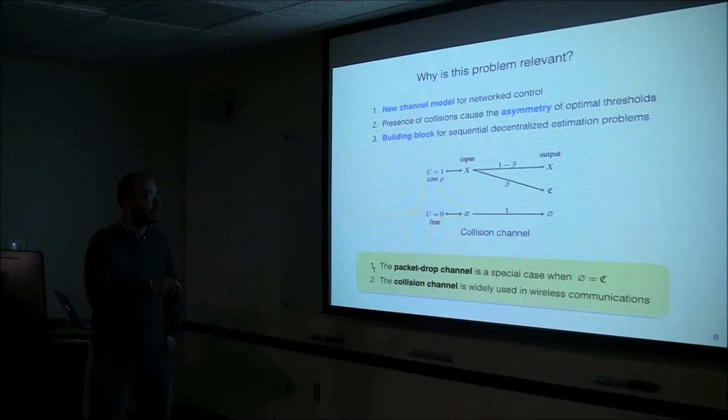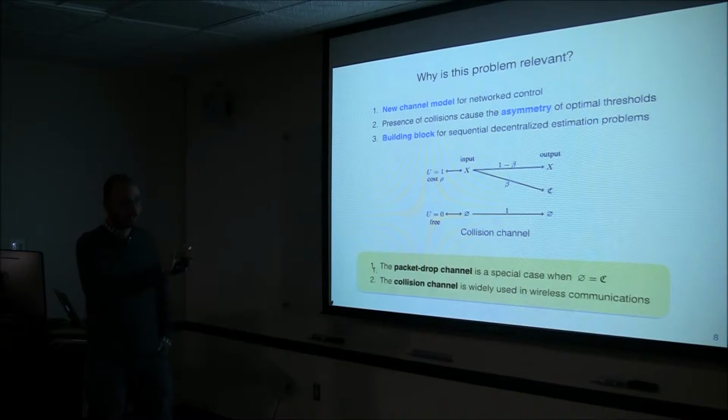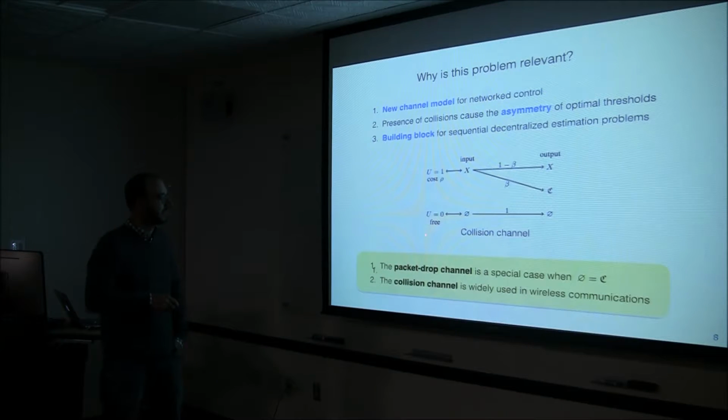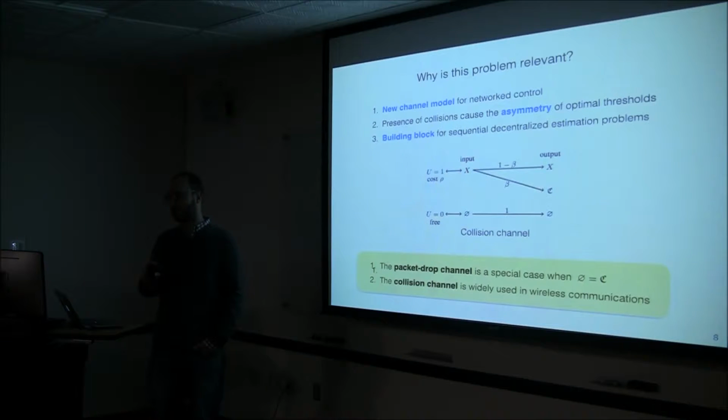In particular, the sequential estimation problems, because this is a one-shot estimation problem. And also, if you're familiar with the packet drop channel, this is a generalization of a packet drop channel, because if the collision symbol is equal to the erasure symbol, this becomes just a packet drop channel, okay? And also, the collision channel is a more appropriate model for wireless communications networks.